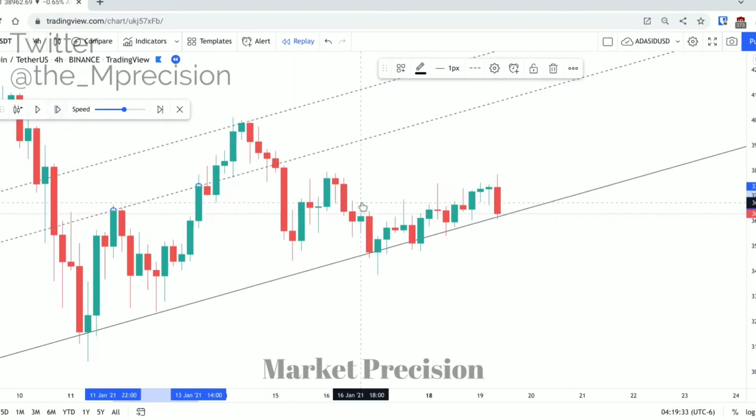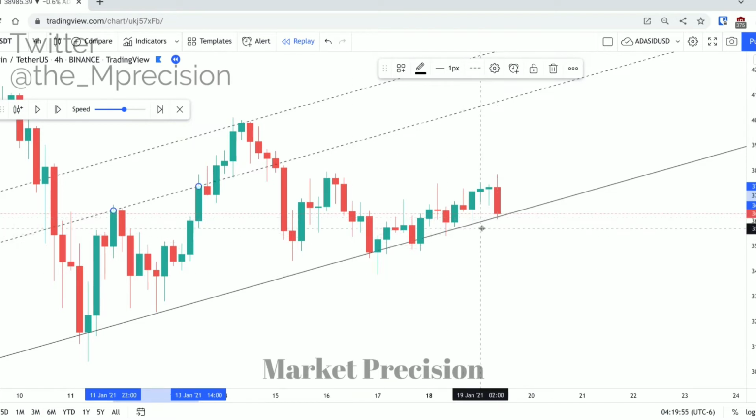Yep, this is my second long. It pretty much worked out right again. The reason why I was able to play it a little bit more confidently was because of this candle, which is outside this zone. The fact that it went outside the zone gave me confidence that hey, this setup is here to stay.